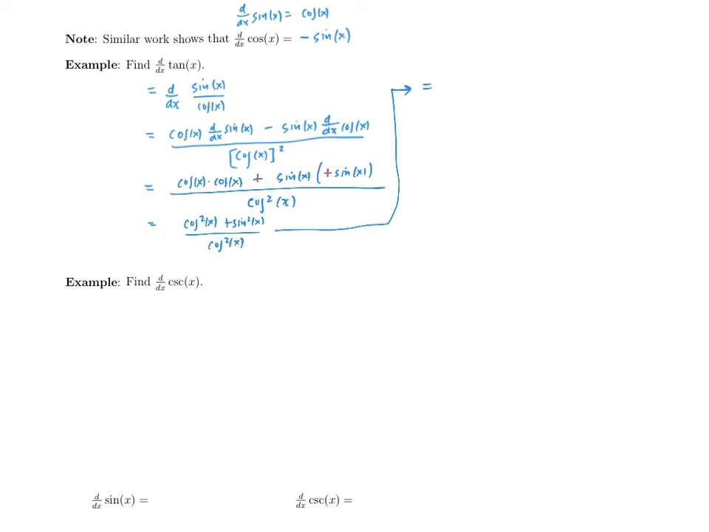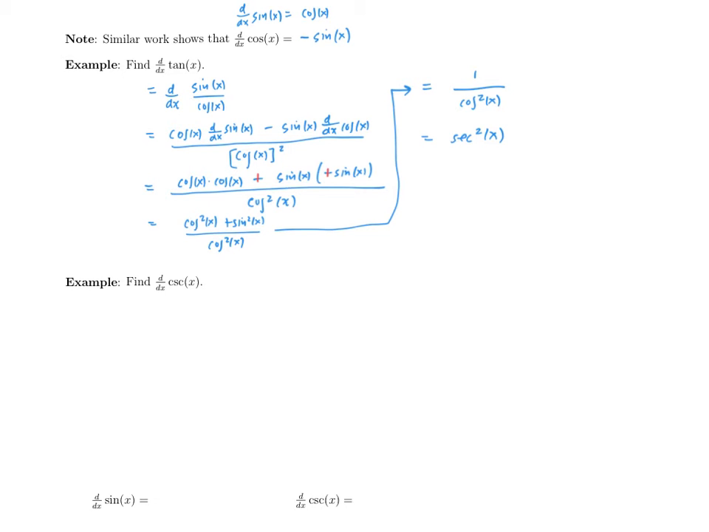But what I want to do is come up with the most convenient way of writing this derivative so that we hopefully have a formula that we can easily remember so that we can utilize it over and over again. And note, cosine squared plus sine squared is 1. And 1 over cosine is secant. So this is secant squared of x.